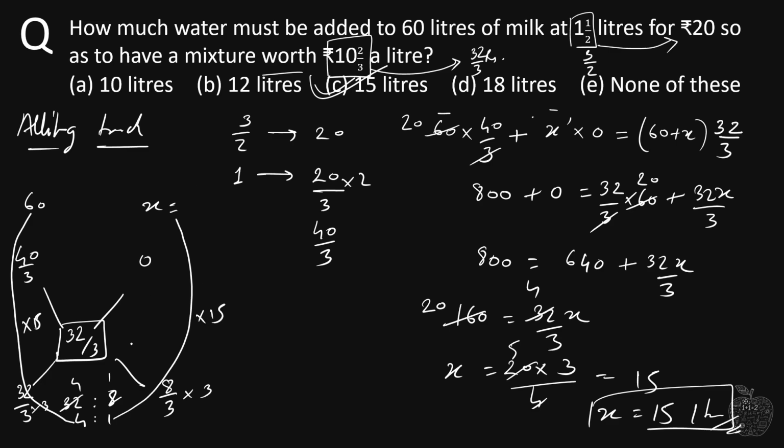So this x will also become 1 into 15, which is 15, and this is the water. So 15 liters of water is to be added. So this is our required answer. Again, answer C, 15 liters, is the correct one. So you can either solve it the normal way, or you can solve using the alligation trick. Both will give you the same answer. Only the alligation trick is much simpler and easier to solve compared to this. So this is how we solve the question.